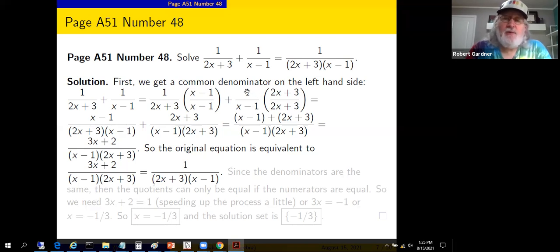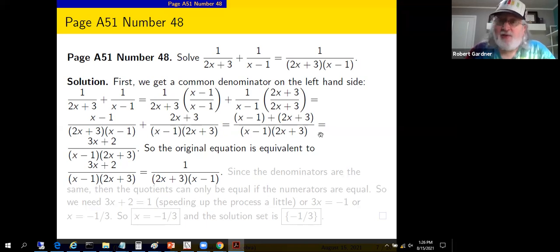Numerator in this second term will be the product of these two, 1 and 2x plus 3. Denominator will be the product of these two, producing this, and it worked. These two expressions have the same denominators, so we can add them together. Now, take the common denominator, add the numerators to produce a new numerator, so we get x minus 1 plus 2x plus 3 in the numerator.